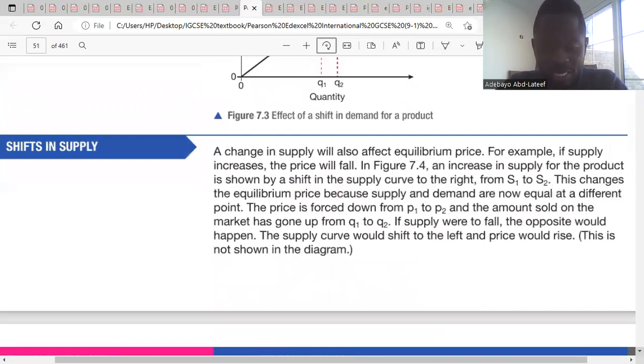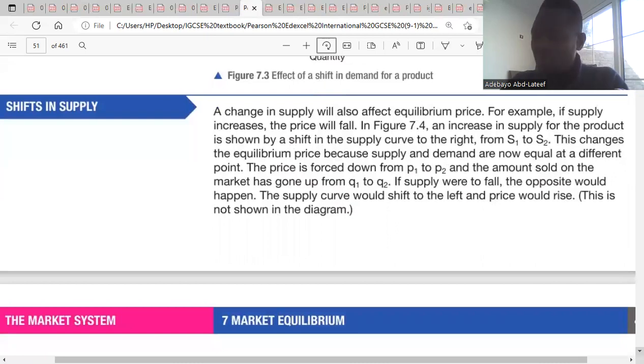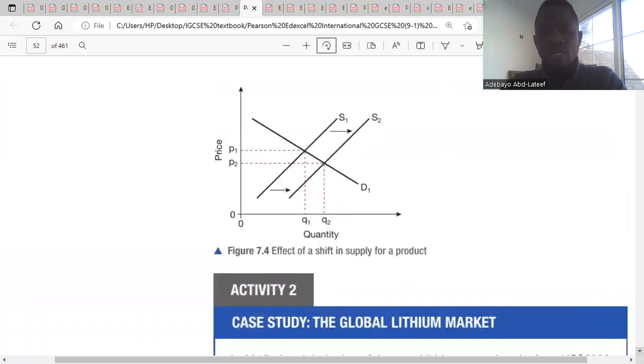The same thing that happens to demand will happen to supply. Shift in supply: an increase in supply will definitely shift the equilibrium price. A decrease in supply will also shift the equilibrium price. So for shift in supply, a change in supply will also affect equilibrium price. An increase in supply will shift the supply curve rightward from S1 to S2.